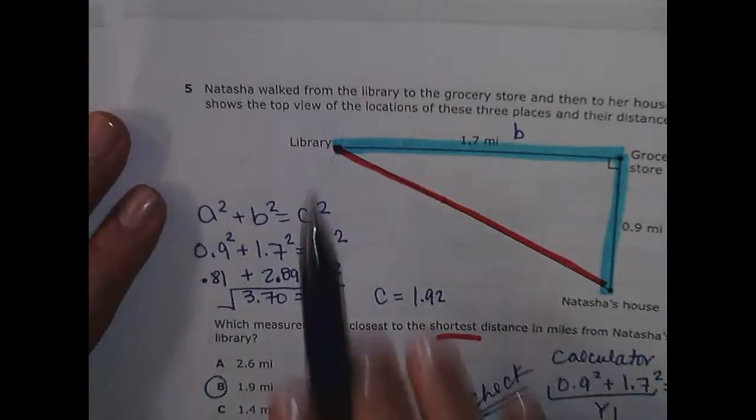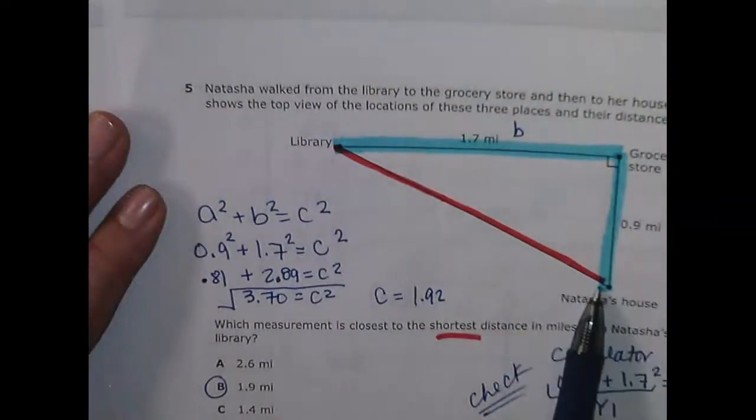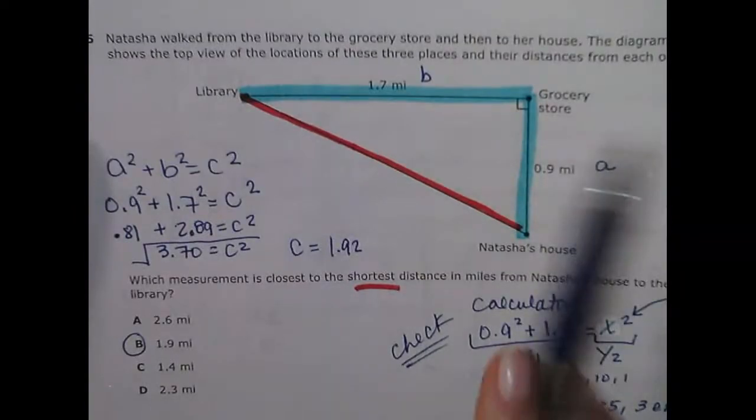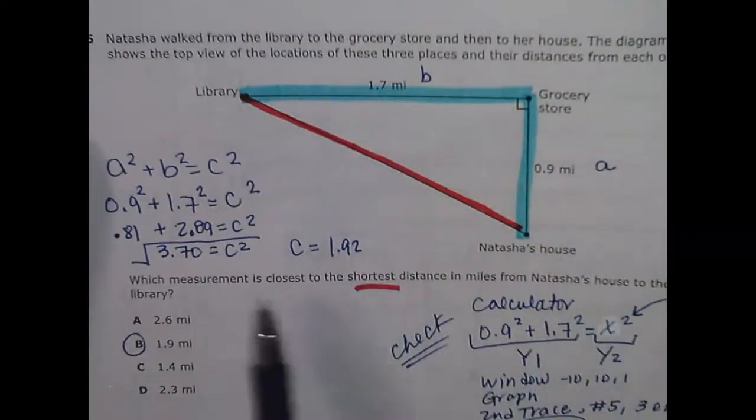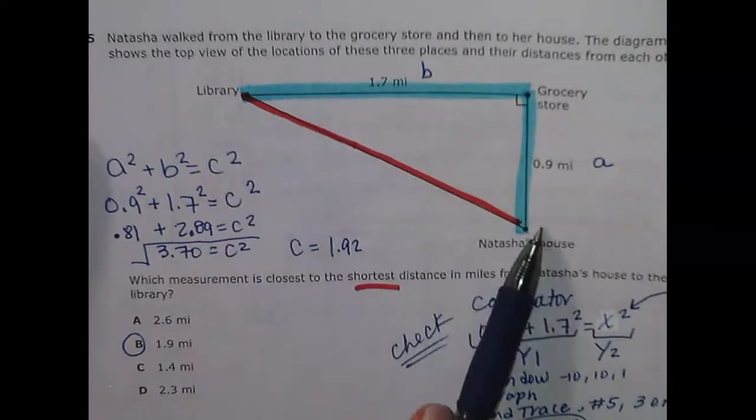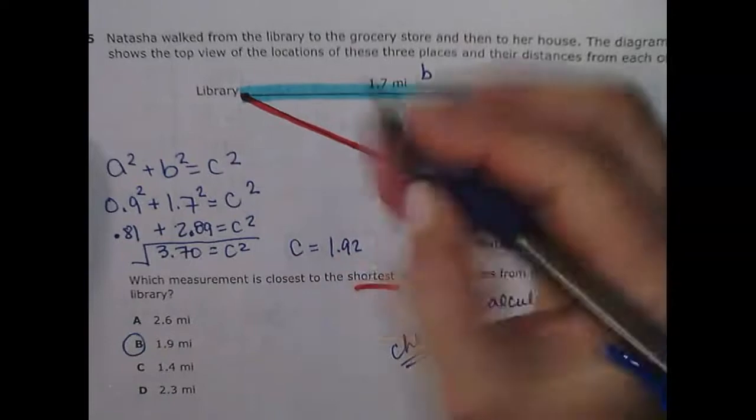Alrighty, so here's question 5. Somebody's walking from the library, grocery store, home. Okay? And then there's a diagram, and then it says, what measure is closest to the shortest distance in miles from her house? Well, the shortest distance would be the shortcut, so that's your hypotenuse. And that is letter C.